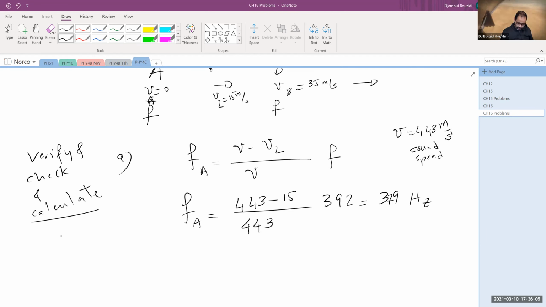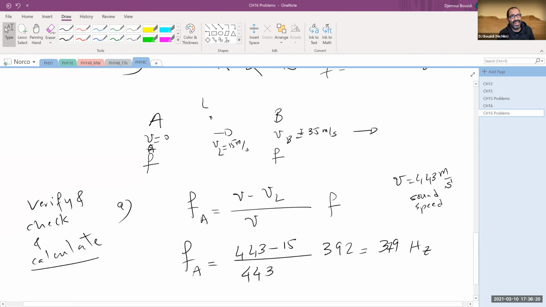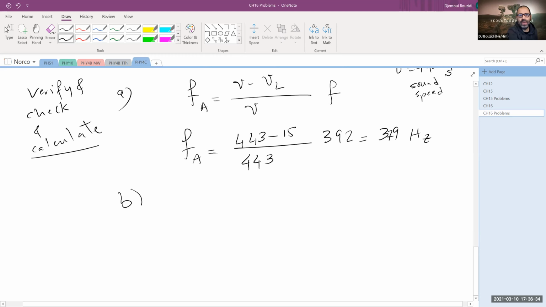Okay, so let's continue with question B. Question B is, what is the frequency from B as heard by the listener? So now it's a different situation. The source is moving and it's receding from the observer at the speed of 35 meters per second, whereas the observer is moving towards it. So now for part B, the situation is different. The frequency perceived from B, as far as he or she is concerned, is the following. It's still emitting at the same 392 hertz like the other one. So train B is emitting at the same frequency.